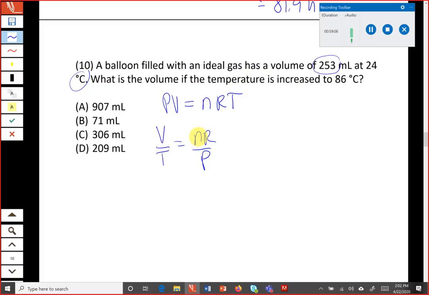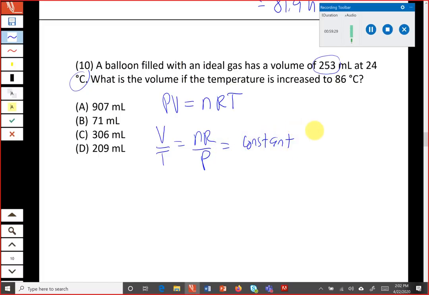Number of moles is constant because it's a balloon, so assuming the balloon's not leaking, you're not going to have any change in the number of moles of gas inside of that balloon. And then pressure, we don't specifically tell you that it's constant, but we don't tell you anything about pressure. So if there's one of the variables that we don't tell you anything about, you have really no choice but to assume that it's constant. So this is going to be equal to a constant.